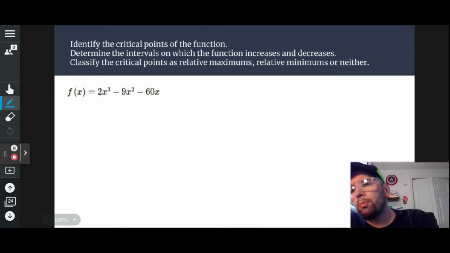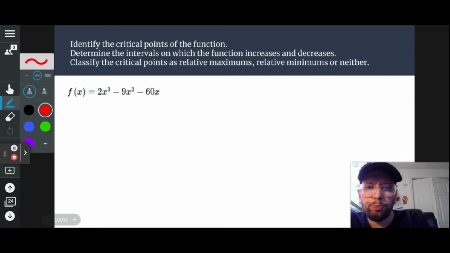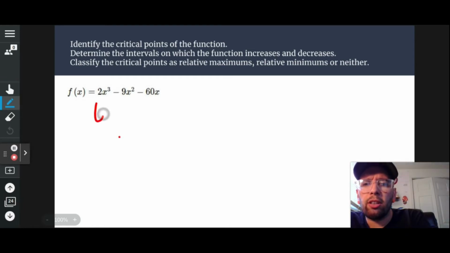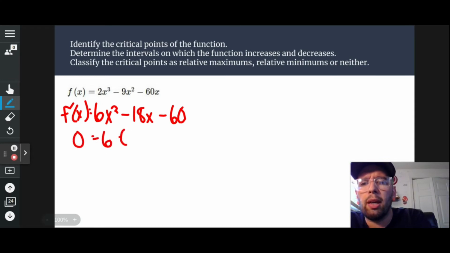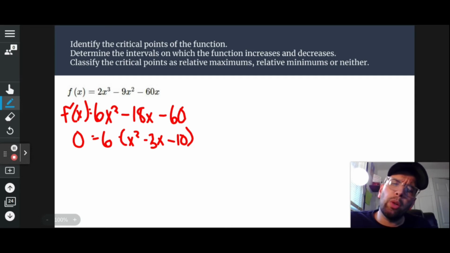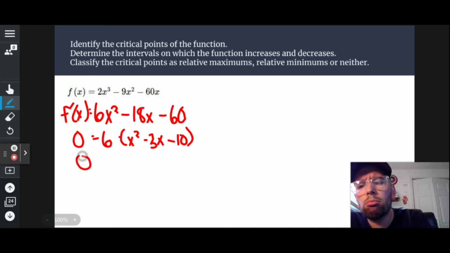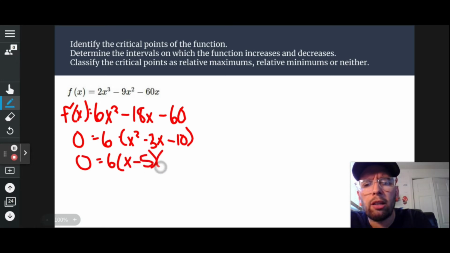So I'm going to first take the derivative. Right, so what is that? 6x squared minus 18x minus 60. Right? Set it equal to 0. Probably factor out a 6. Leaves me with that. That's a 3. What do we got? 2 and 5 and 2. x minus 5, x plus 2.